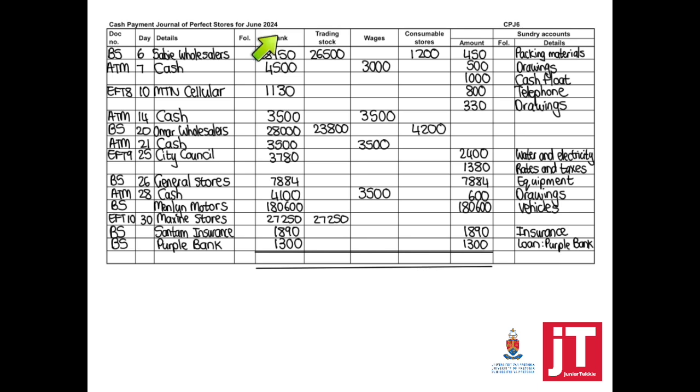A reminder from the CPJ, bank is always going to be credited and the rest is going to be debited. If I take trading stock, wages, consumables plus sundry accounts, it should equal the bank if I add all of that. If it doesn't, it means you've made a mistake.